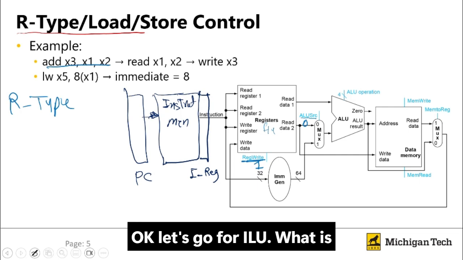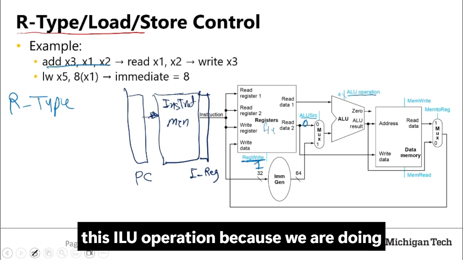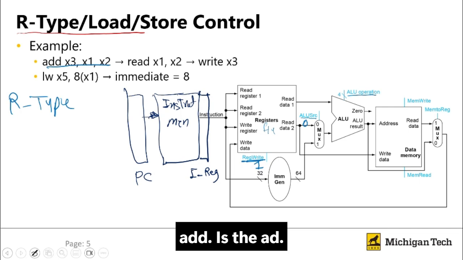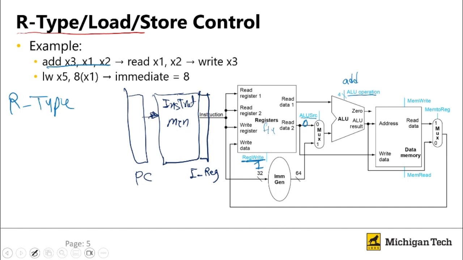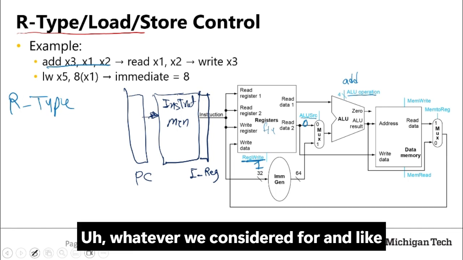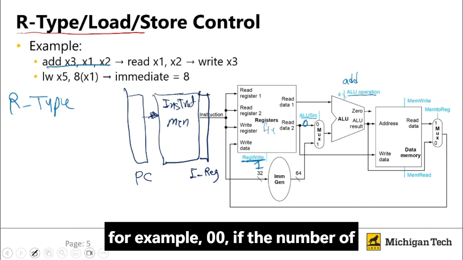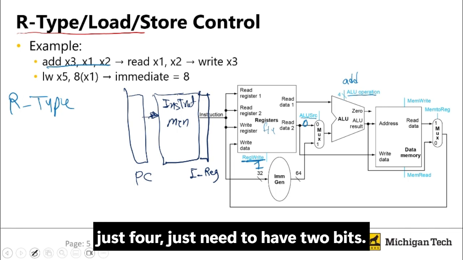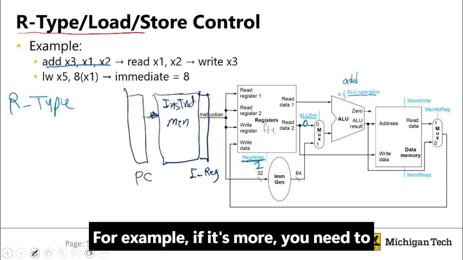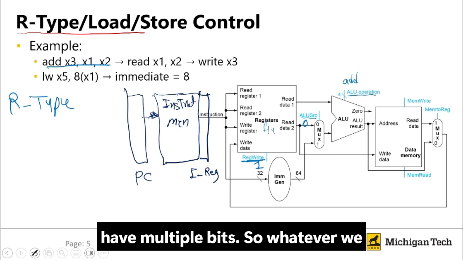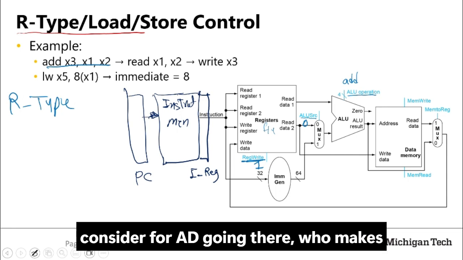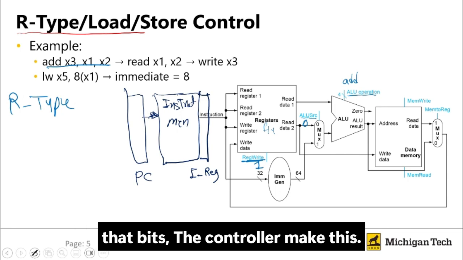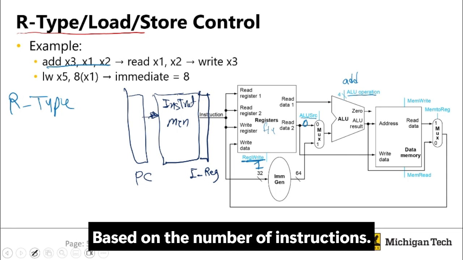Okay, let's go for ILU. What is this ILU operation? Because we are doing add, it is add. Whatever we consider for add, for example 0, 0. If the number of instructions is just 4, you just need 2 bits, for example. If it's more, you need to have multiple bits. So whatever we consider for add goes there. Who makes those bits? The controller makes this based on the number of instructions.